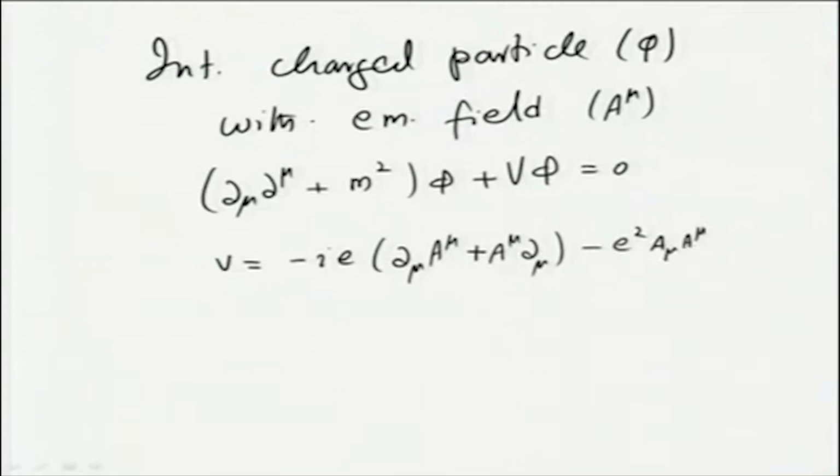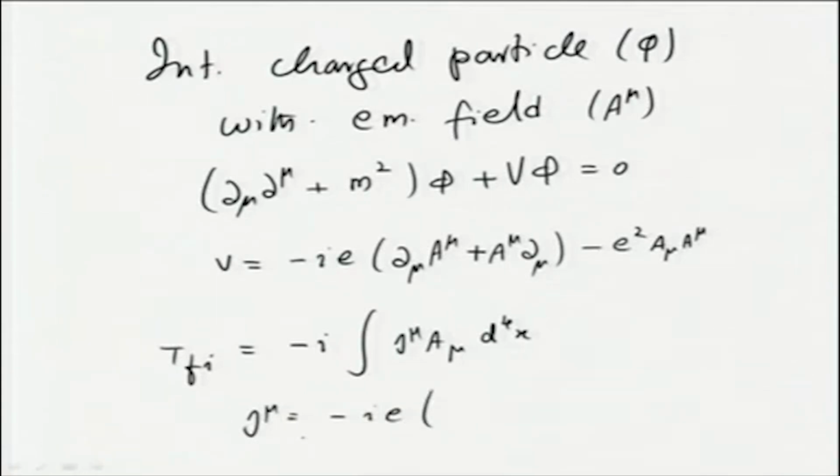Then we said the transition amplitude is minus i integral j_mu A^mu d^4x, where j_mu is the 4-vector current due to the particle, minus i e (phi_f star ∂_mu phi_i minus ∂_mu phi_f star phi_i), where phi_i denotes the wave function of the particle before the interaction, phi_f denotes the wave function of the particle after the interaction. e is the electric charge.